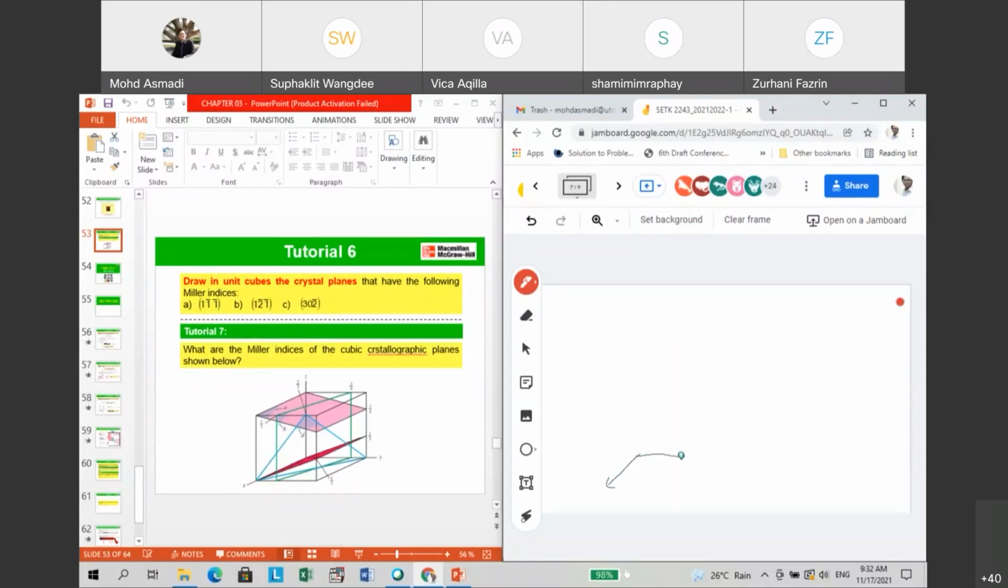Because the Jamboard is small, I think we cannot expand the template. So if you're taking reciprocals, 1 divided by 1, 1 divided by negative 1, it's still the same: 1, negative 1, negative 1. Yes, that is correct. That is on the bottom, right?